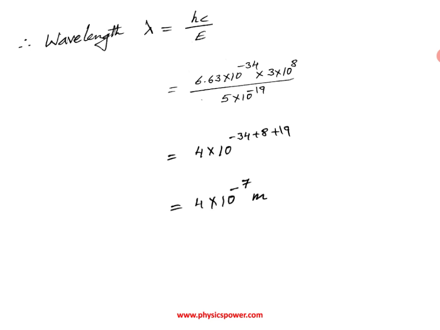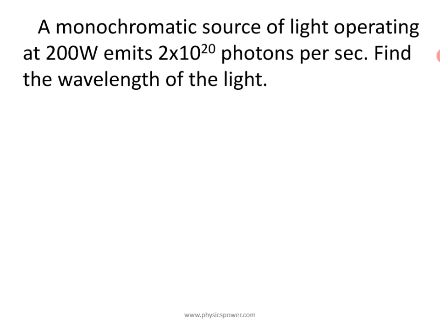But this one you can also write like this, 4000 into 10 to the power of minus 10, and 10 to the power of minus 10 is 1 angstrom unit, so the answer will be 4000 angstrom unit. Now for the practice, one more similar kind of problem, so try to solve this one.